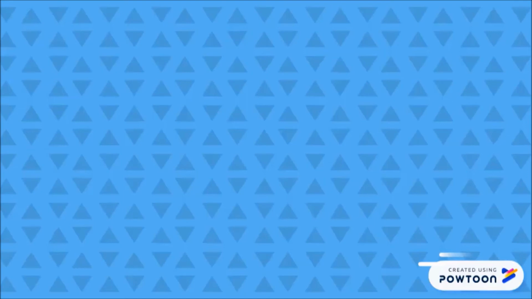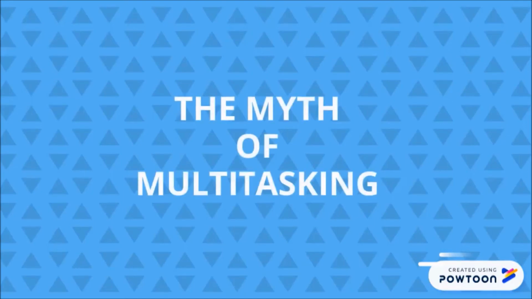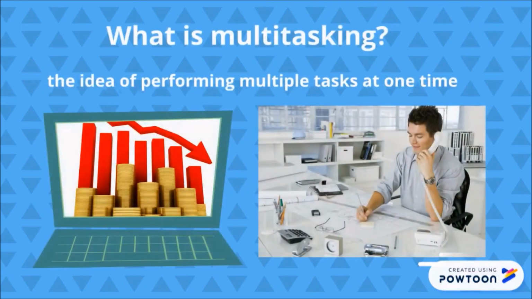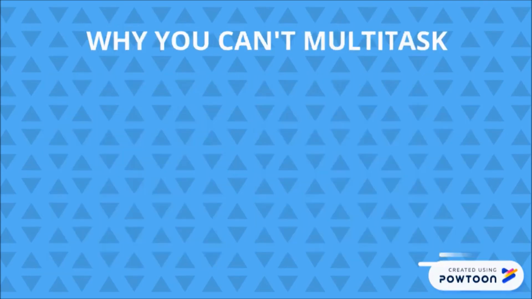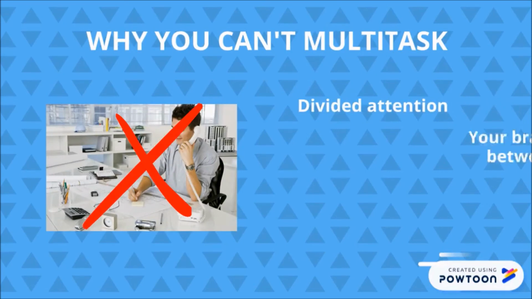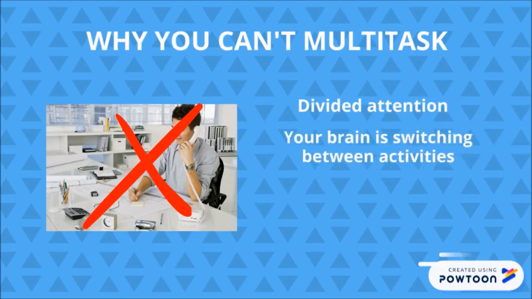We are now going to focus on the myth of multitasking. What is multitasking, you may ask? It's the idea of performing multiple tasks at one time. There are many reasons why you can't multitask, including you're dividing your attention between two tasks, your brain is switching between those two activities, and you are continuously giving partial attention.